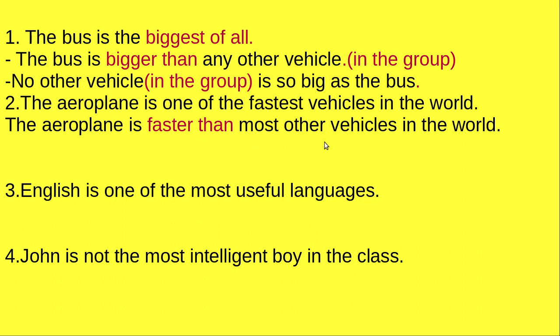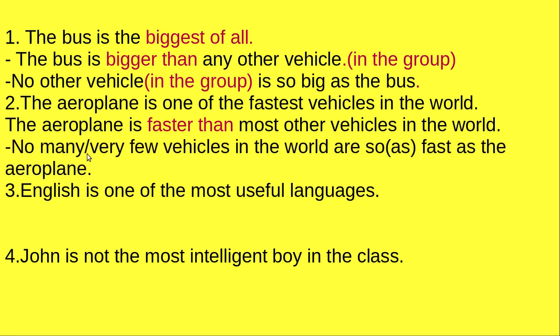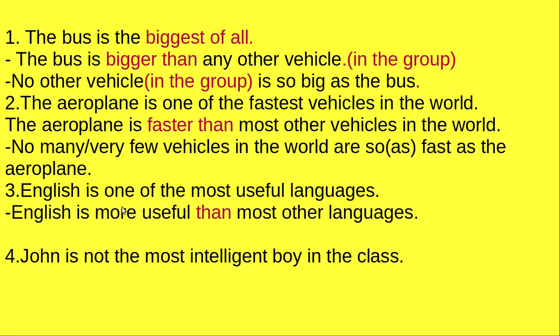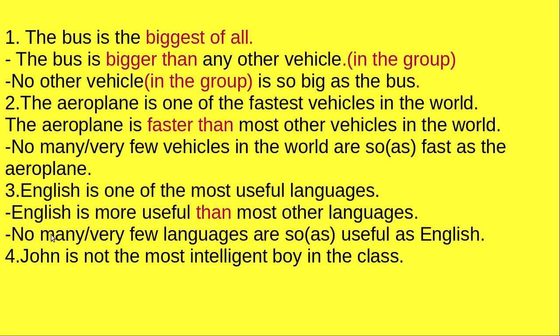Aeroplane is one of, you know this. Aeroplane is faster than most other vehicles in the world. Or no many or very few vehicles or only few vehicles in the world are so or as fast as the aeroplane. Clear? Next one. English is more useful than most other languages. Not many or only few or very few languages are so or as useful as English.